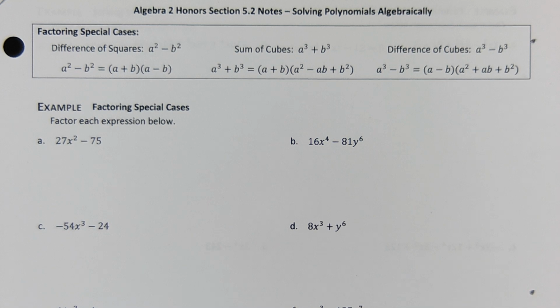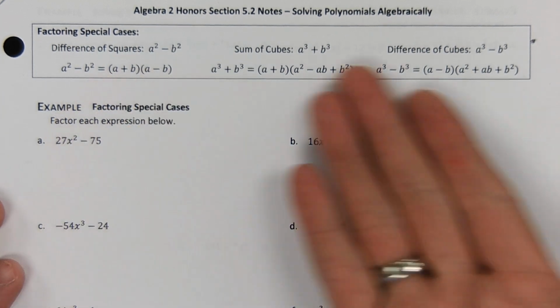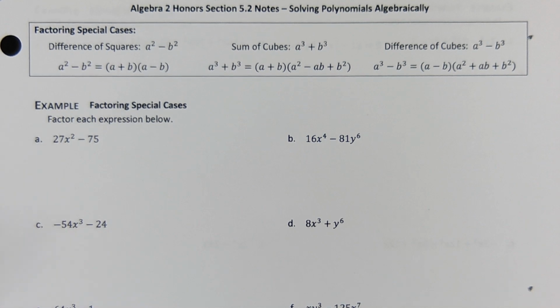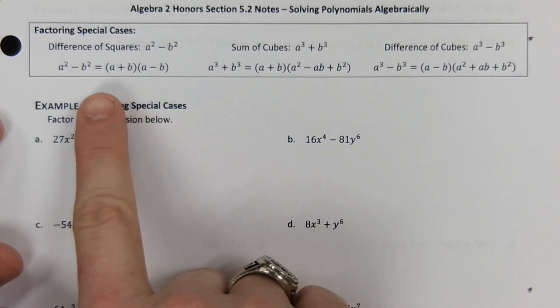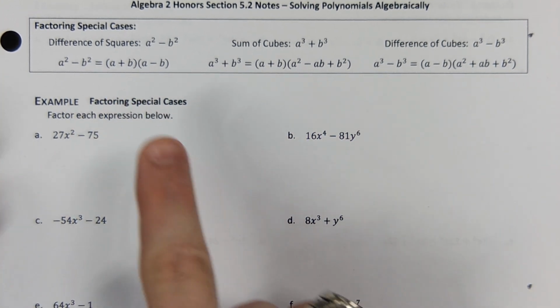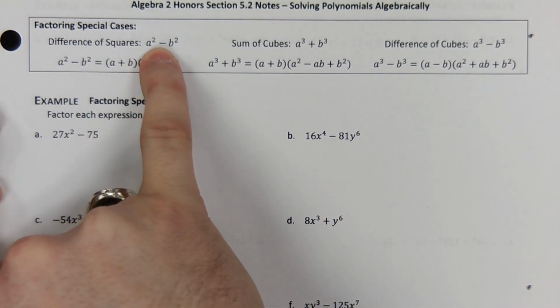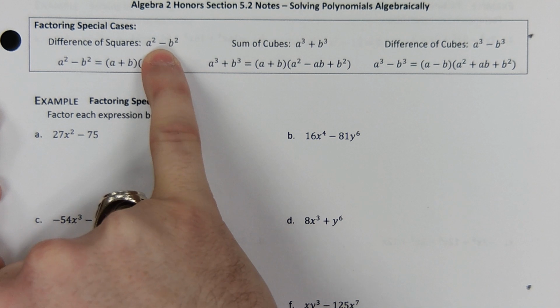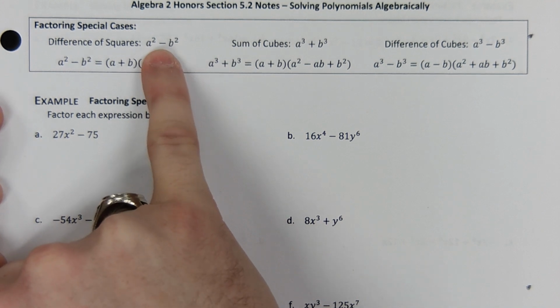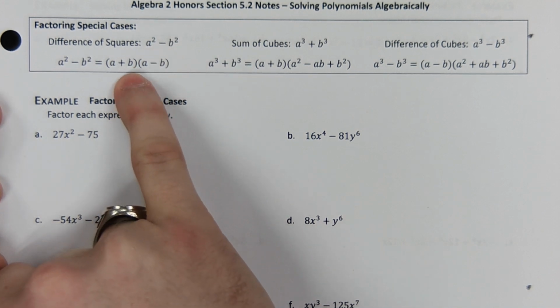We start our solving polynomials algebraically journey with this box that shows us the 3 special cases that we have to know how to factor just by looking at them. We see them, we know the formula, and we plug things in for A and B. We have the difference of 2 squares. That means perfect square minus perfect square, A squared minus B squared. We've seen this one a bunch of times this year. It instantly factors to A plus B times A minus B.